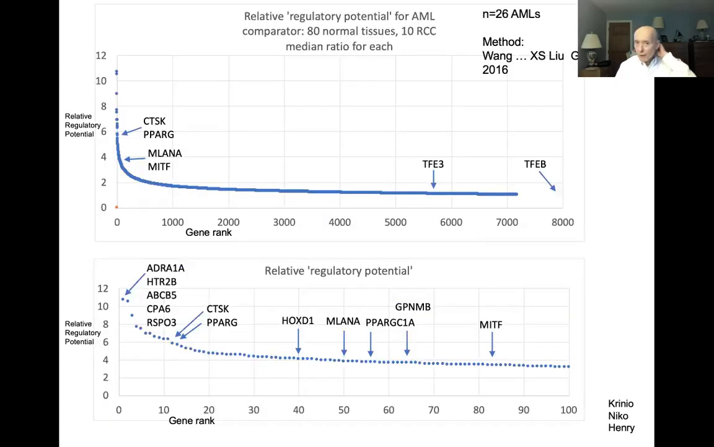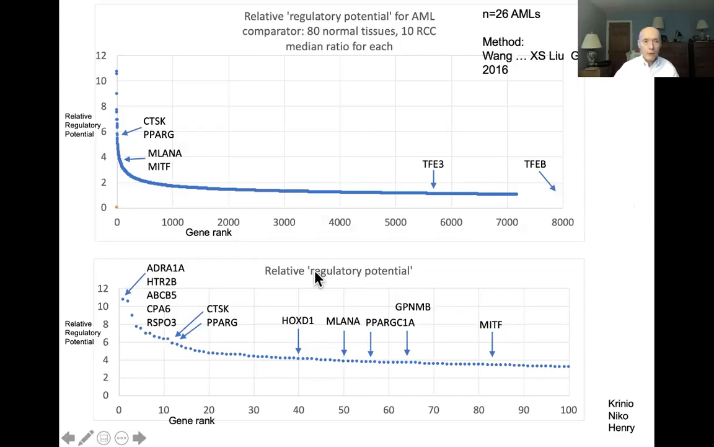Now it's possible to quantify the level of H3K27 marks in the transcriptional start region for all genes across the genome and to compare them to a set of normal tissues, which we did in this case, including 10 renal cell carcinomas, and to assess the ratio of marking with H3K27 compared to normal tissues. You can see that this starts with a few genes that are very highly marked relative to control and then steadily plateaus down, extending out through all genes, although this graph stops at about 7,200.